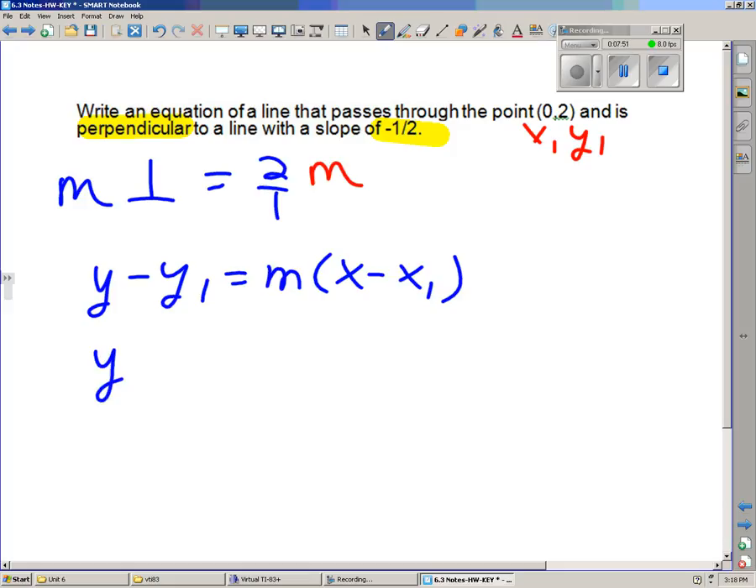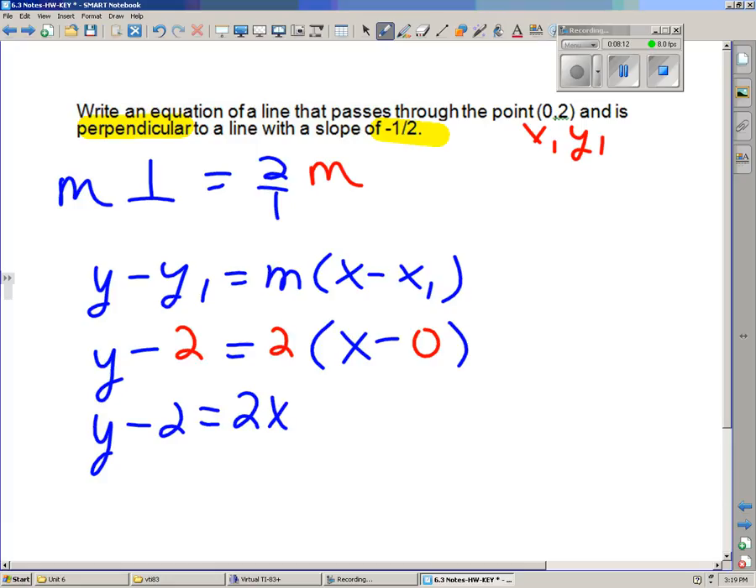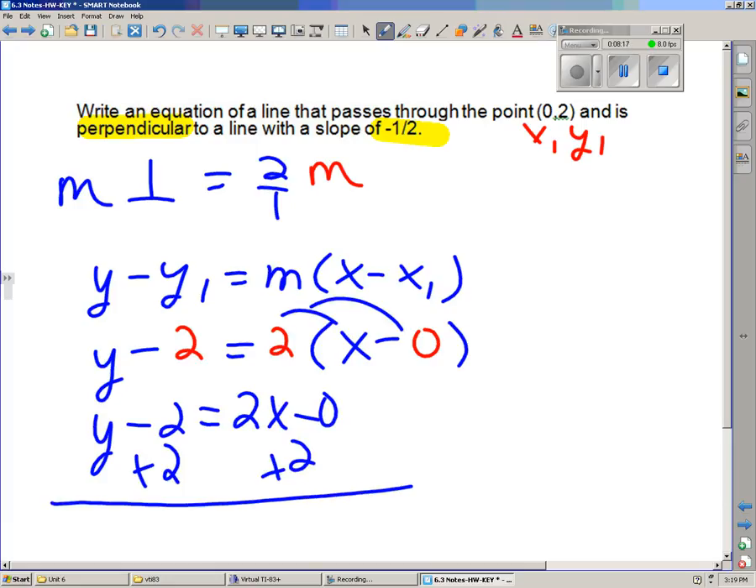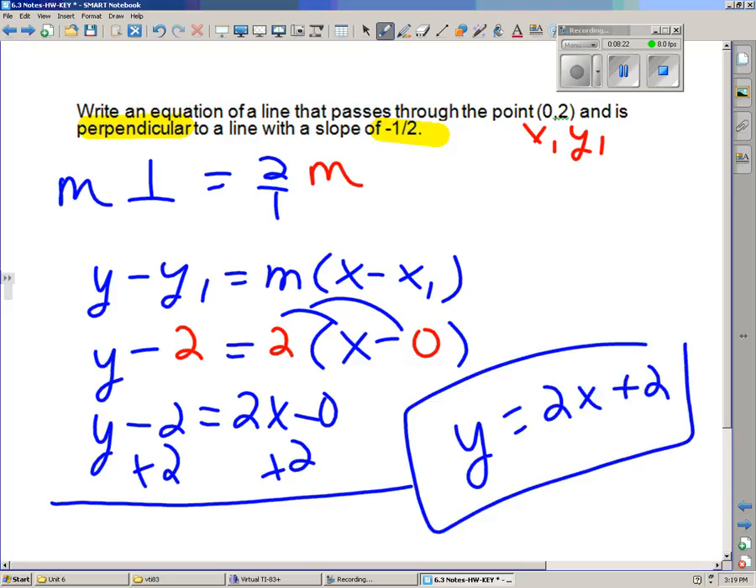So now I do y minus y1 equals m, whoopsie, put that in red, equals m times x minus x1. Now when I go ahead and distribute, y minus 2 equals 2x minus 0. Add 2, and the equation becomes y equals 2x plus 2. Okay, next one.